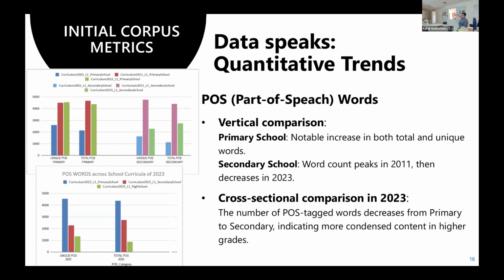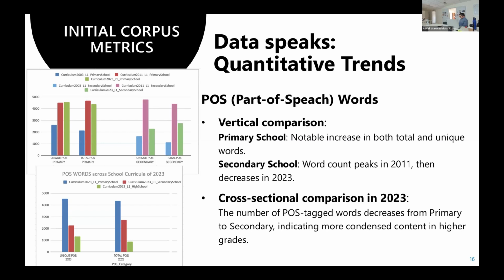Note that in high school we have official curricula text only for the revision of 2023, so we cannot make comparisons for high school across the three revisions, 2003, 11, and 23. Only 23. The primary curriculum documents are simply becoming longer and more lexically saturated over time. However, secondary school behaves differently. The word count actually peaks in the 2011 reform and then decreases in the 2023 revision in secondary school.